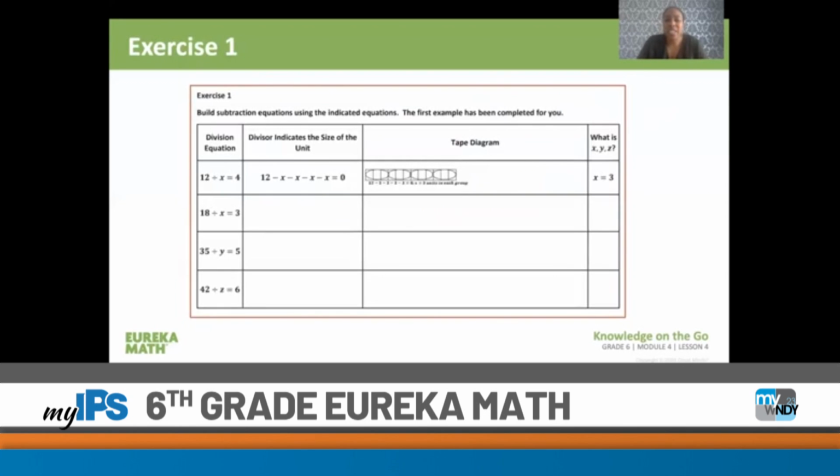Now we'll take a look at exercise 1. Pause the video and take as much time as you need. I will be here when you get back. Let's review our answers.